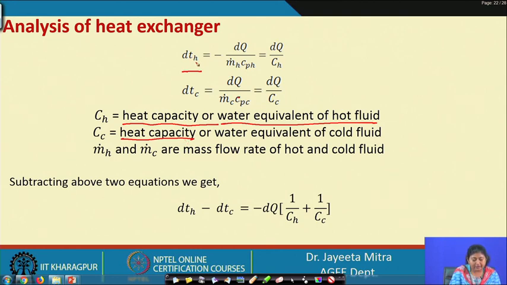Now, subtracting these two, dTh minus dTc, because this is actually the gradient of temperature between those two streams across the area dA. So, dTh minus dTc, we can take the minus common: minus dQ, and here we have taken common, 1 by Ch plus 1 by Cc remains.